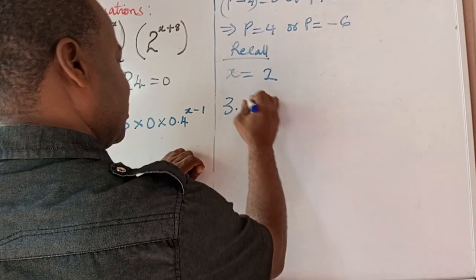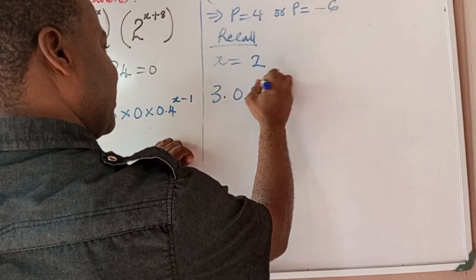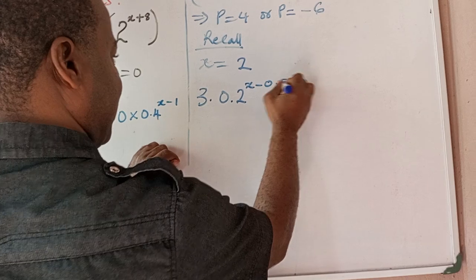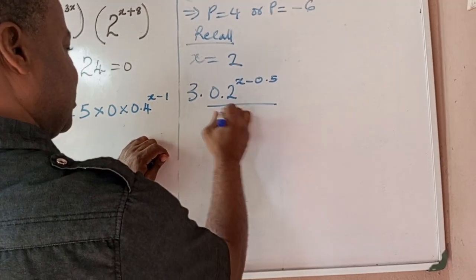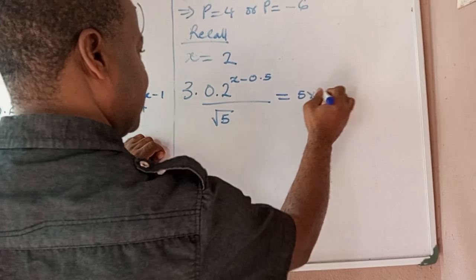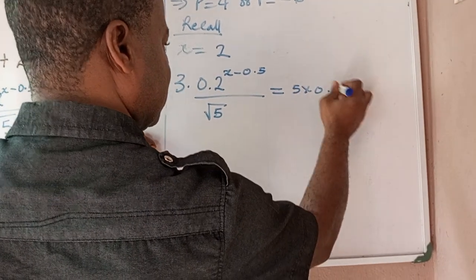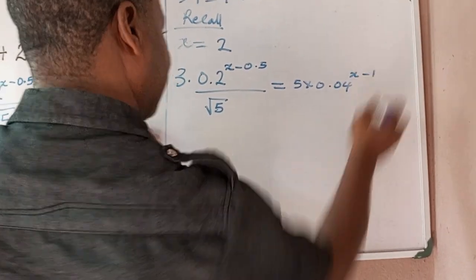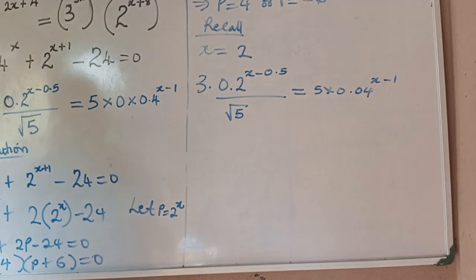Now we have 0.2 raised power of x minus 0.5, all over square root of 5 is equals to 5 times 0.04 to the power of x minus 1. Now let's look at the board very well for this.